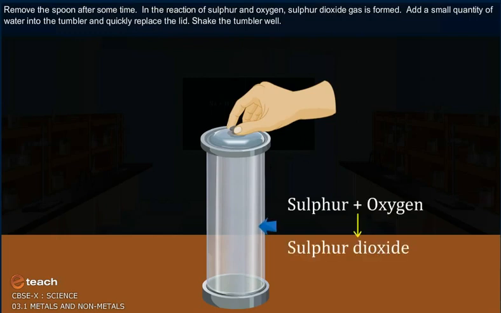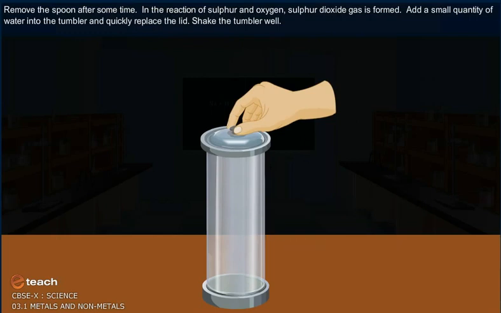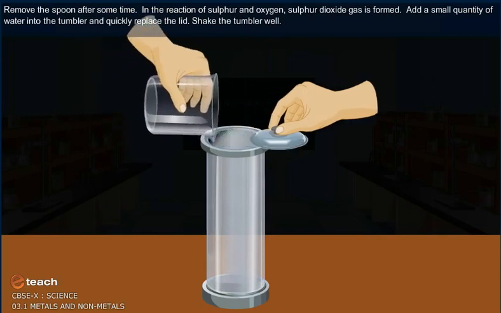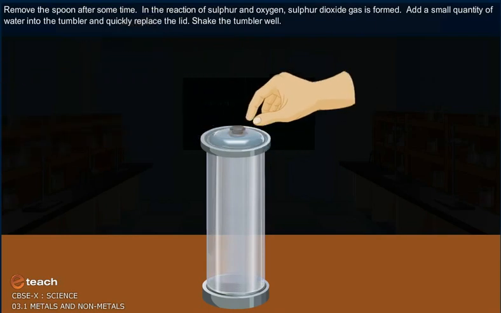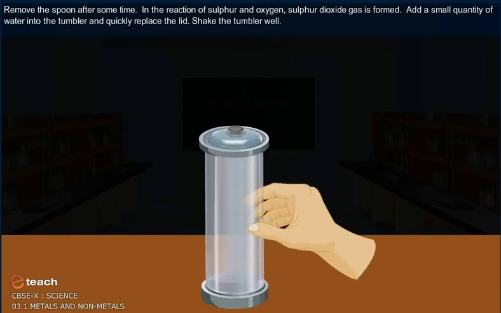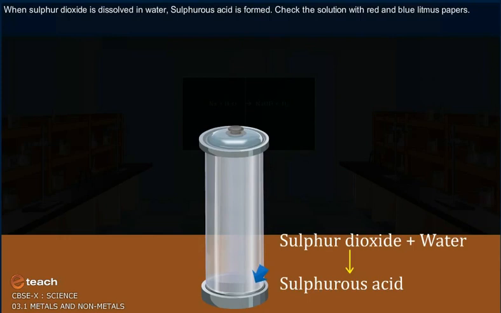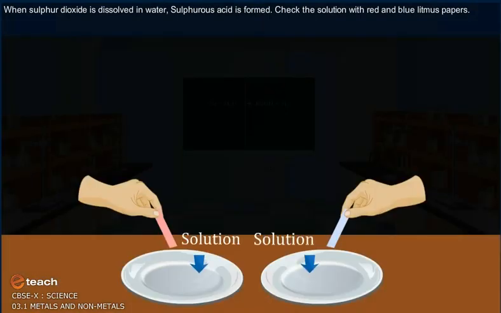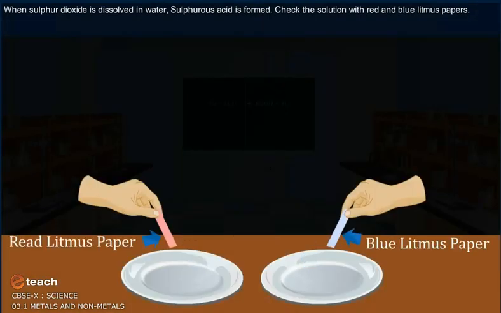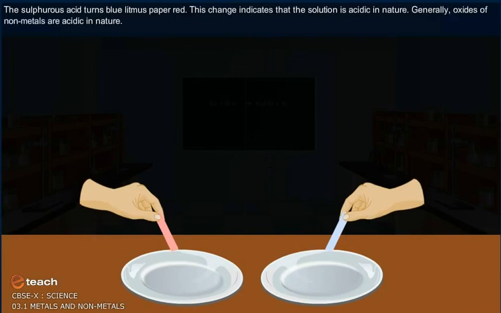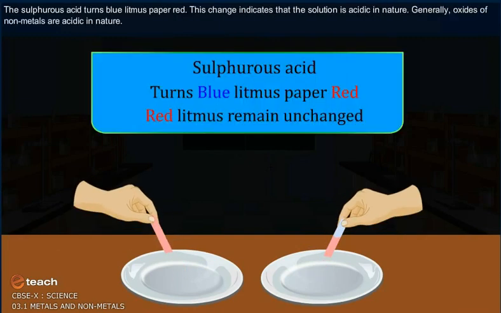In the reaction of sulfur and oxygen, sulfur dioxide gas is formed. Add a small quantity of water into the tumbler and quickly replace the lid. Shake the tumbler well. When sulfur dioxide is dissolved in water, sulfurous acid is formed. Check the solution with red and blue litmus papers. The sulfurous acid turns blue litmus paper red. This change indicates that the solution is acidic in nature. Generally, oxides of non-metals are acidic in nature.